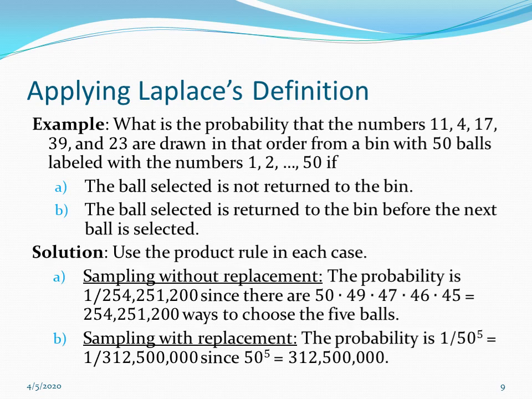In the first case, if the ball is not returned, we want to count the number of ways of selecting 5 balls. There's 50 different ways to select the first ball. Since there is no replacement, there's only 49 ways to select the second ball, 47 for the third ball, 46 for the fourth ball, and 45 for the fifth ball. So the product of these numbers is 254,251,200 ways to choose 5 balls.